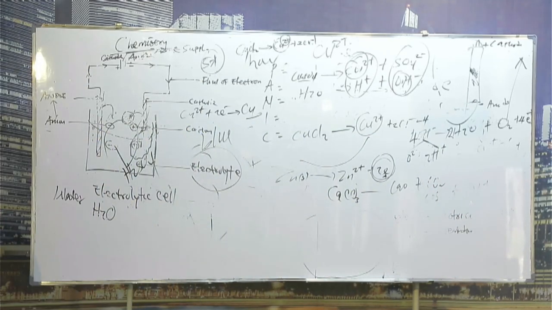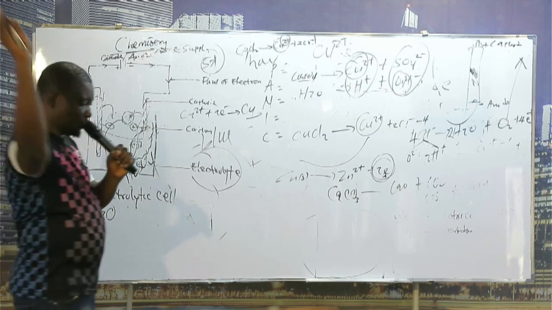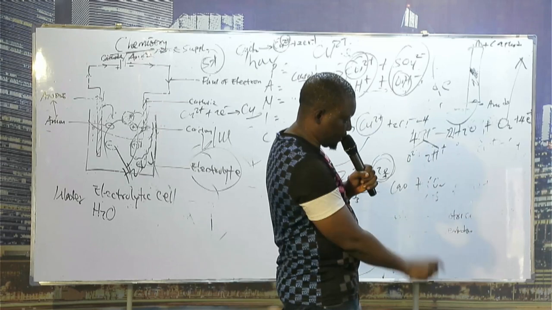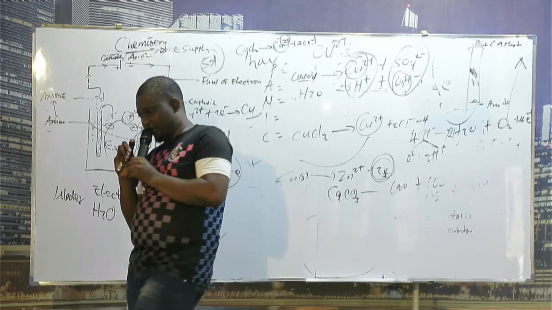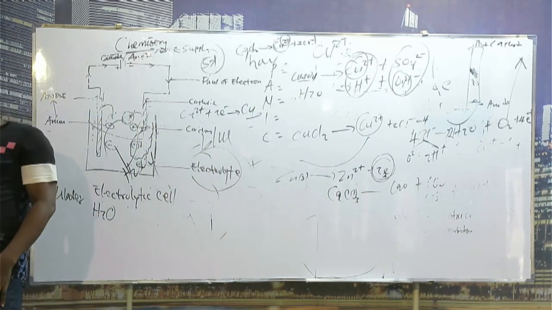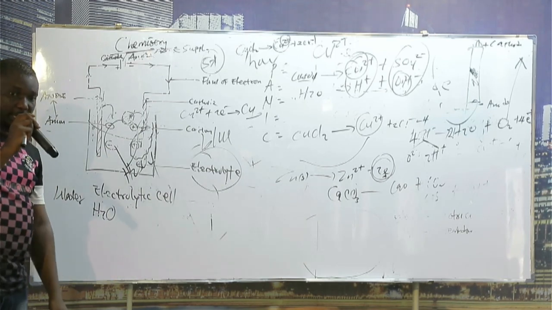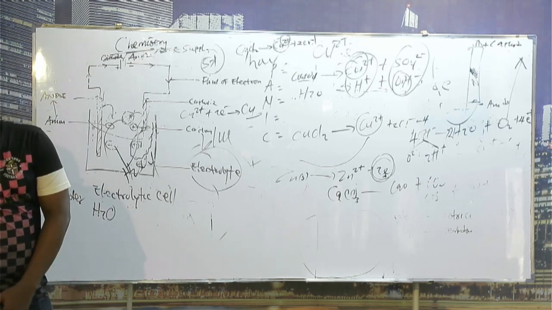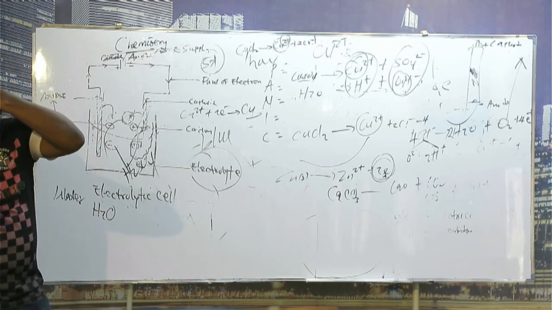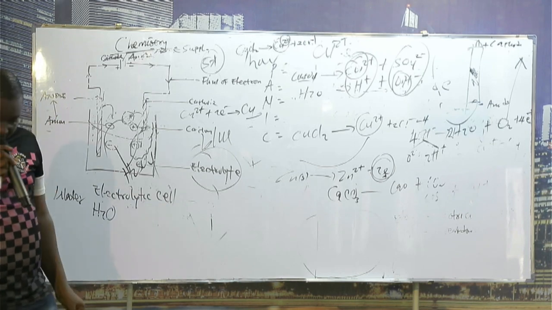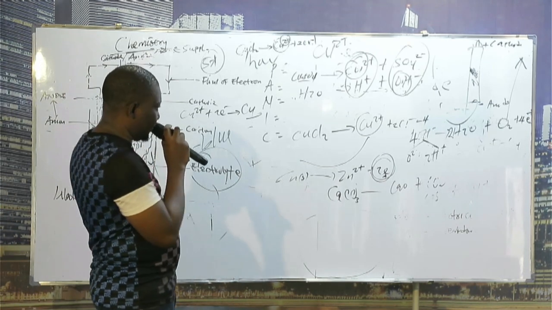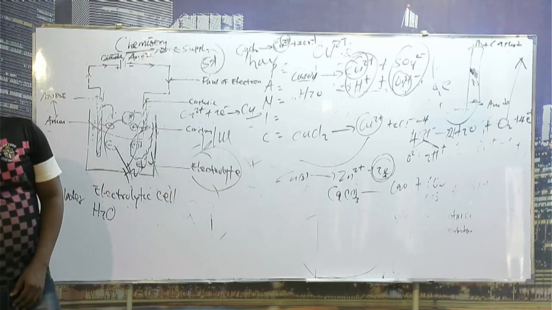The following are factors that affect selective or preferential discharge of ions. Number one, position of the ion in the electrochemical series. Use ETS in short form. Number one, position of the ions in the electrochemical series.